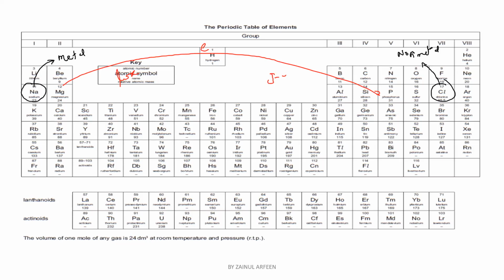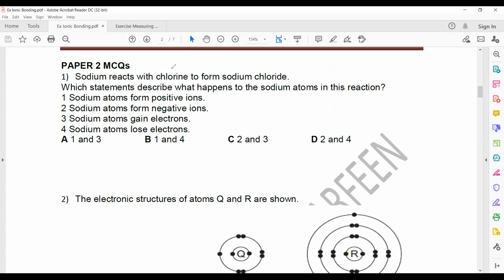So in the question they are asking that sodium is reacting with chlorine to form the compound sodium chloride. Which statement describes what happened to the sodium atom in this reaction? Because sodium is a metal, what is the tendency of the metal? The tendency of the metal is to lose electrons. And whenever something loses electrons, the number of electrons is less, so it will have more protons and it will form a positive ion. So a metal will lose electrons and form a positive ion.